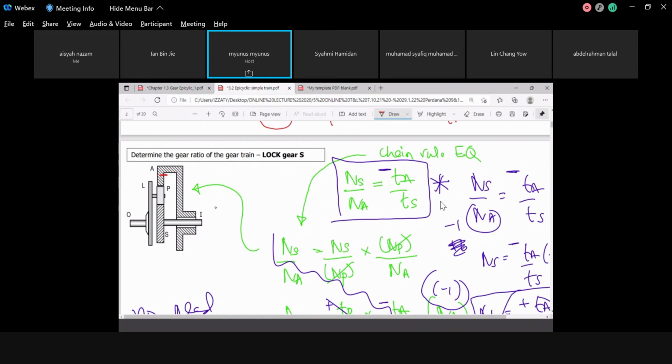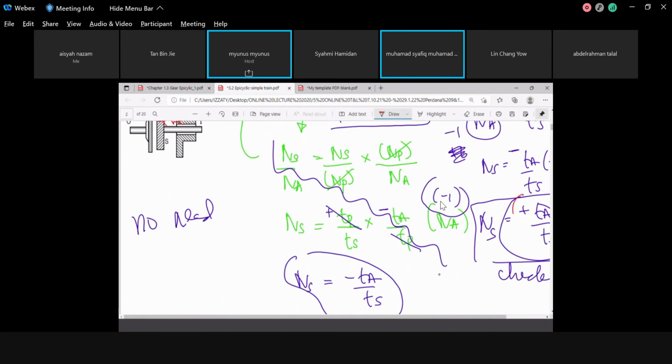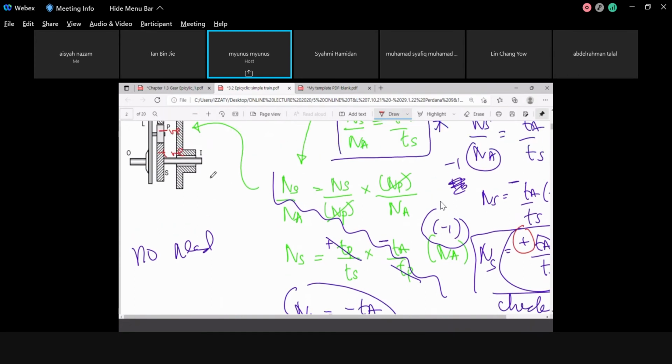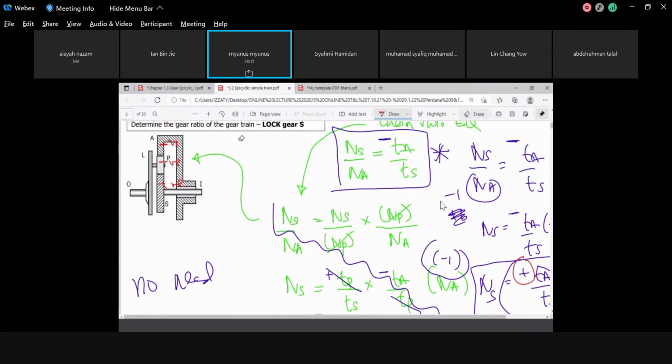Planet will rotate one. Negative, positive? Negative. The sun will become? Positive. Correct, yes? So you have positive. But if you give A, supposing you give A now positive.